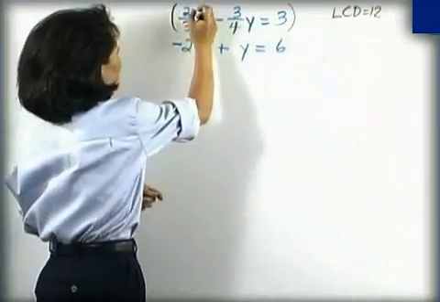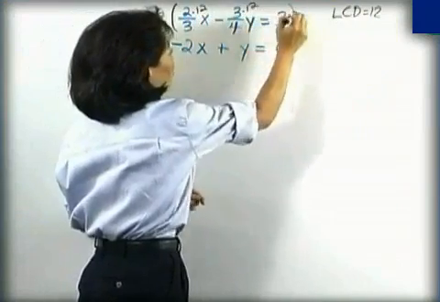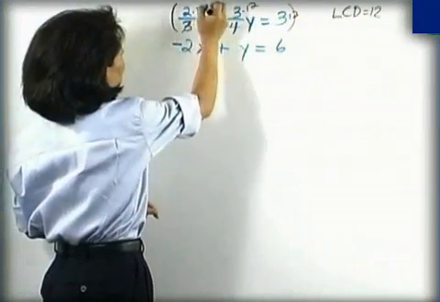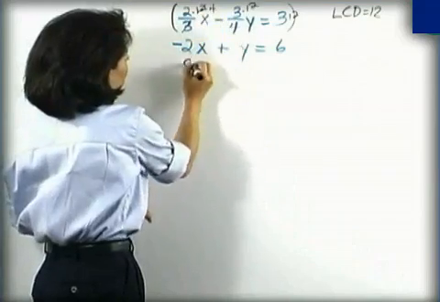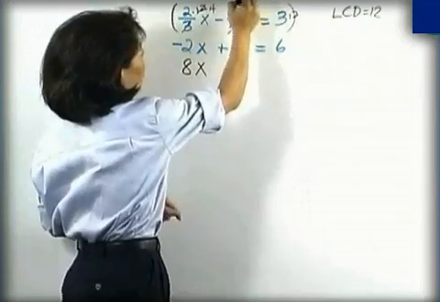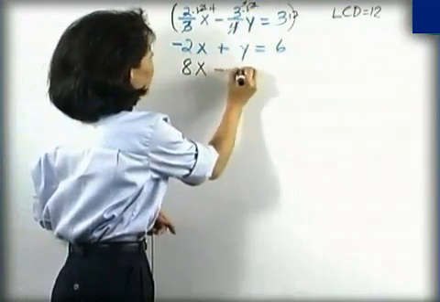Multiplying by 12 times 12 times 12 and times 12, and rewriting this top equation, 3 goes into 12 4 times. 2 times 4 is 8x. 4 goes into 12 3 times. 3 times 3 gives me negative 9y.